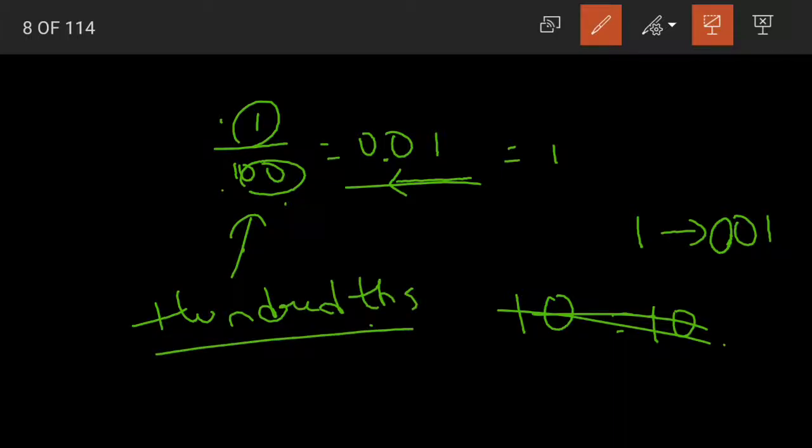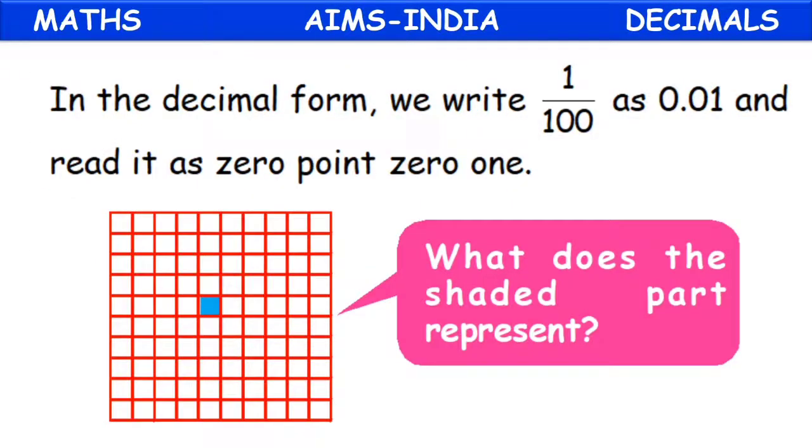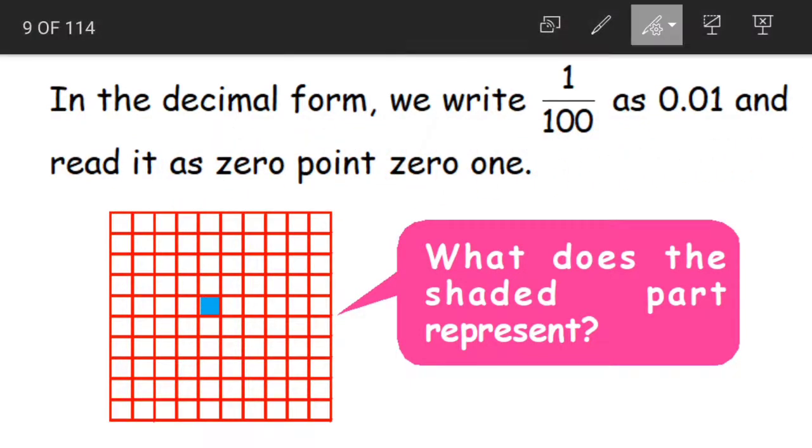This 1 by 100 is called the hundredths place. Hundredth is written with a th. Normal 100 is this, and hundredths is 1 by 100, children. Understood? What is the decimal form for 1 by 100? It would be 0.01. And how do we read it? 0.01. See again, the 2 digits of the decimal part are read separately.